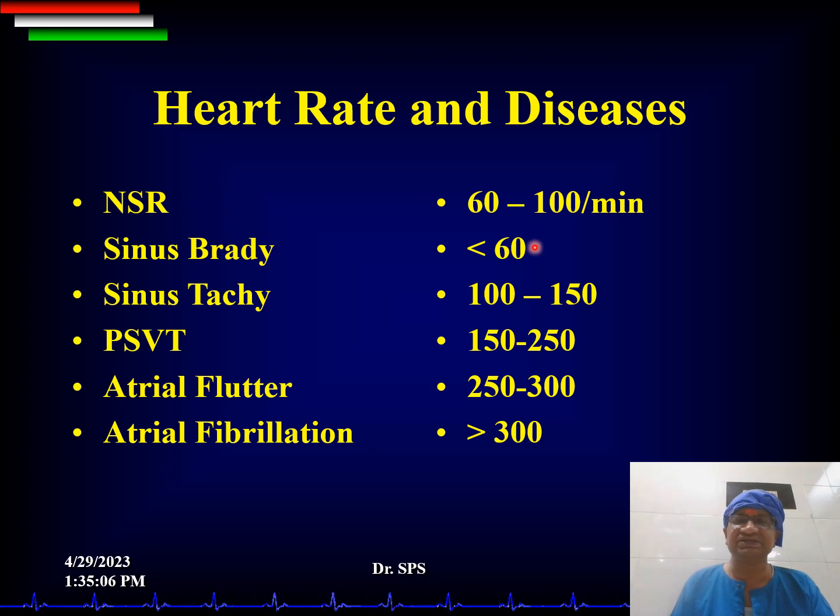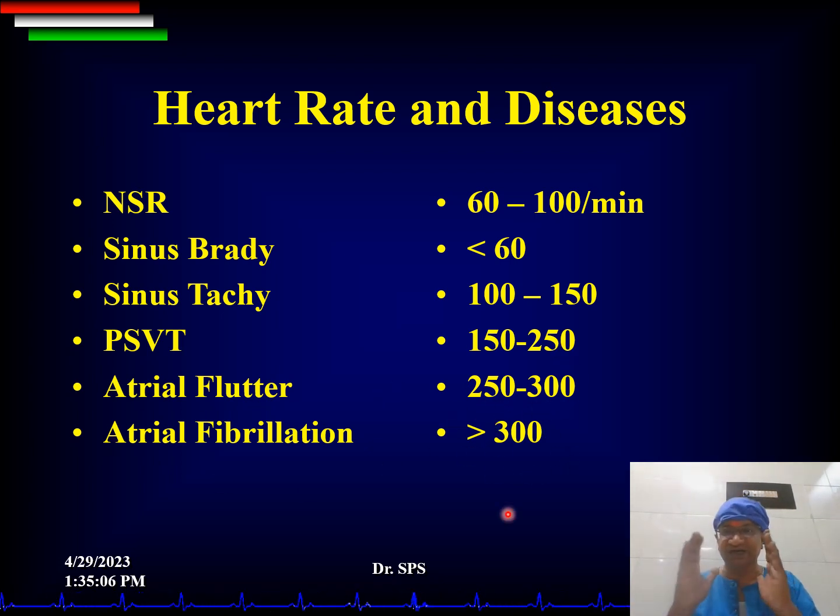Now, normal sinus rhythm is 60 to 100. Sinus bradycardia is less than 60. Tachycardia is 100 to 150. SVT is 150 to 250. Atrial flutter is 250 to 300. Atrial fibrillation is more than 300. This is what we should understand.